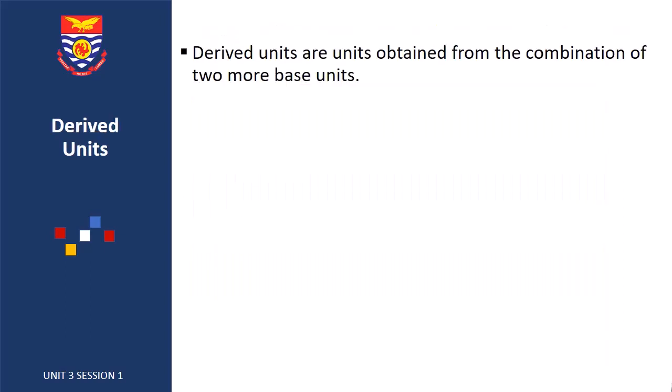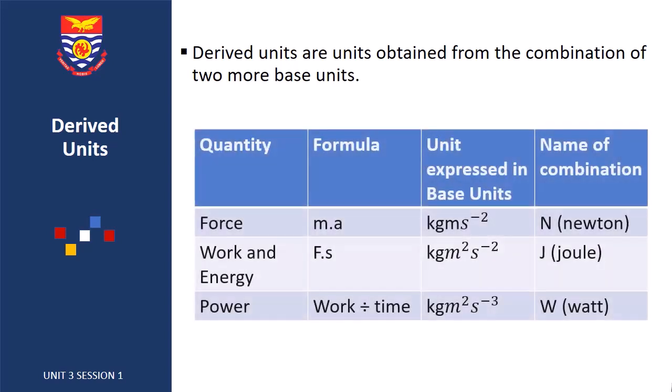Now derived units. Derived units are units obtained from the combination of two or more base units. And these are some examples. These are not the only derived units. So we have force, which is mass times acceleration, and its units expressed in base units is the kilogram meter per second squared, and the name of the combination will give us the Newton. We have work and energy. We also have power, which is work done divided by the time taken, and the name of the combination is the watt.